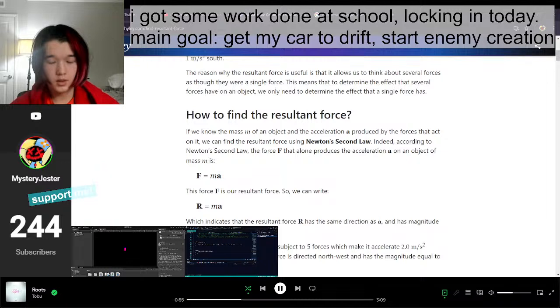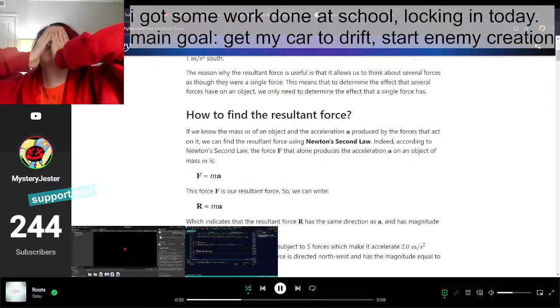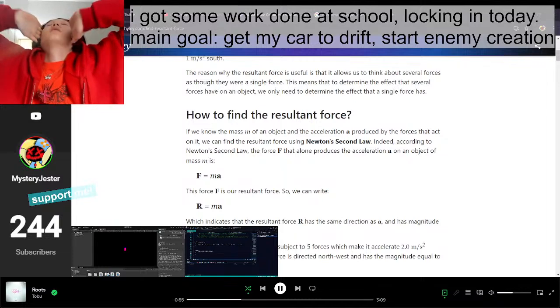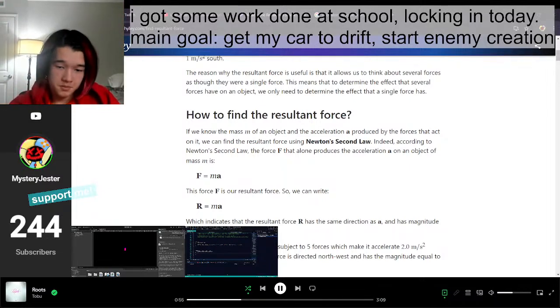Okay, so now I need some variables for the resultant force. Oh my gosh, okay. This is fine. I'm fine. I'm a good person. It's nice.